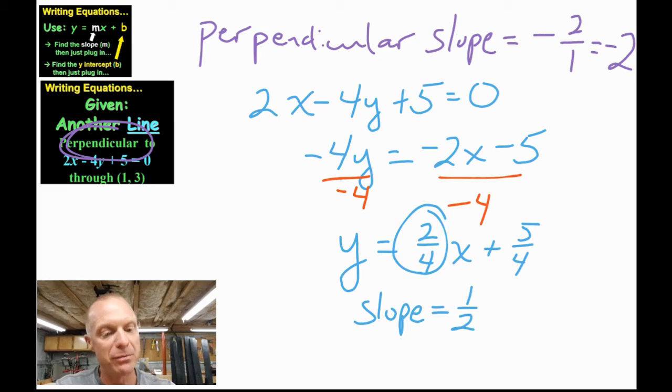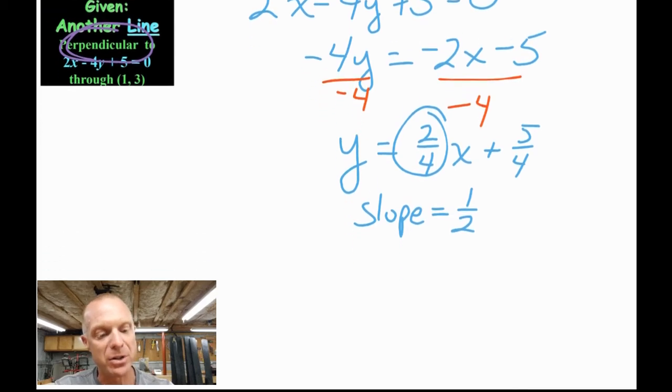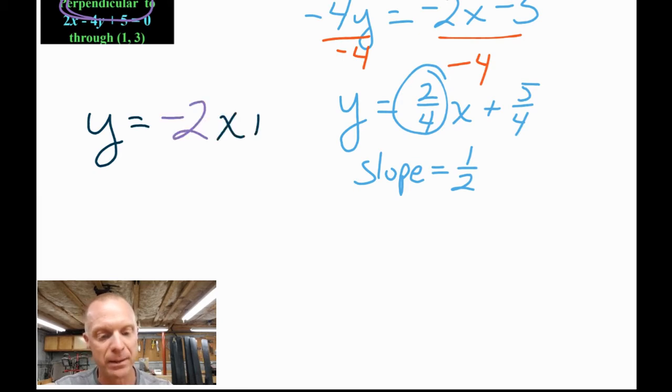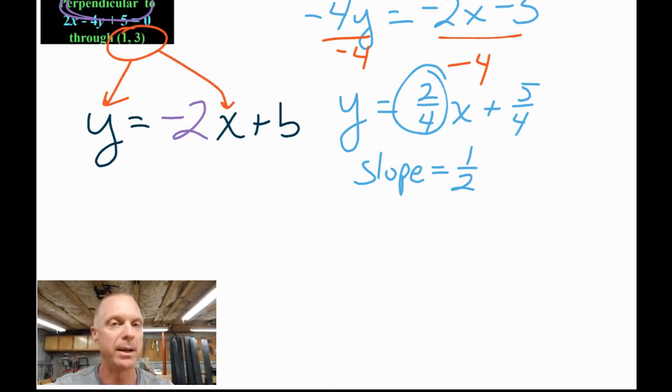All right, now that was a little fancy, but we've got ourselves a slope. And if you have a slope, just like we did in the other problem, you plug it in for m. Of course, after you plug that in for m, you're just on a little hunt for b. And that's where that point comes in. Okay, the point 1, 3 is going to get plugged in very carefully for x and y.